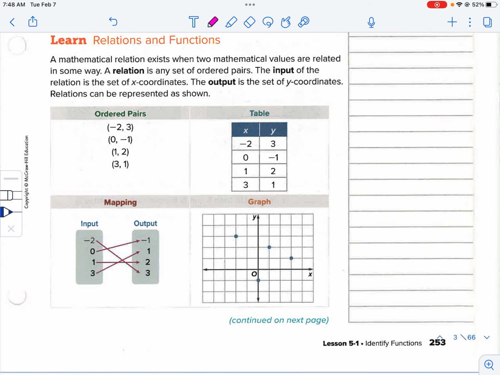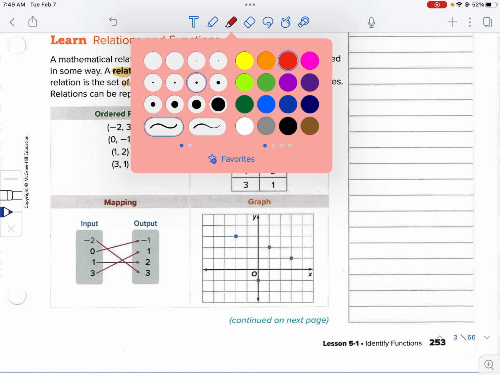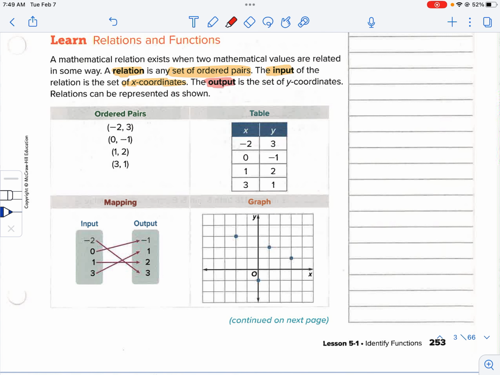So, the mathematical relation. A mathematical relation exists when two mathematical values are related in some way. A relation is a set of ordered pairs. So ordered pairs, and there's going to be a group of them. It's called a set. The input is going to be the x coordinate. The output is going to be the y coordinate.